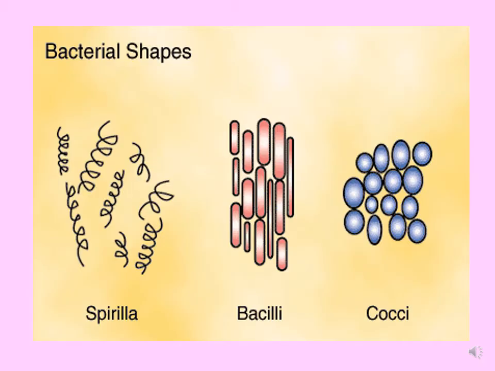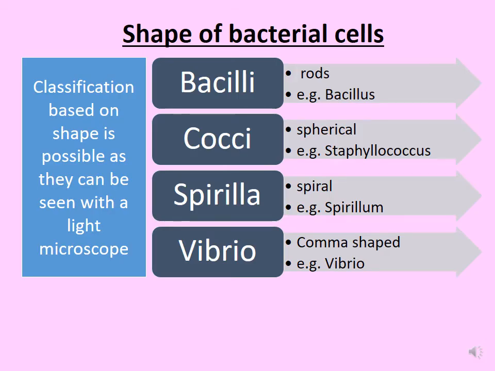The different shapes of bacteria can be used in a classification system. Bacteria can be seen with a light microscope, as they're only about 2 micrometers in length. By using their shape, we can identify what type of bacteria they may be. The bacilli, the cocci, spirilla, and vibrio are different types of shape for bacteria. Bacilli are rod-shaped, whereas cocci are spherical. Spirilla are spiral-shaped, and vibrio are comma-shaped.